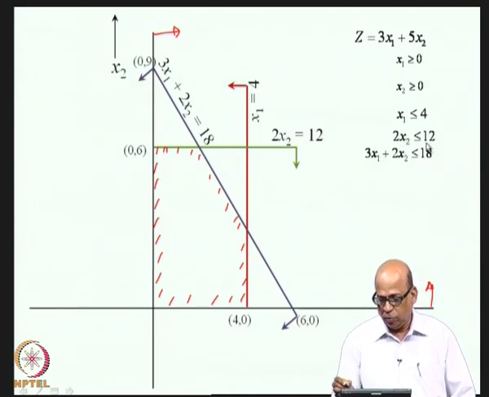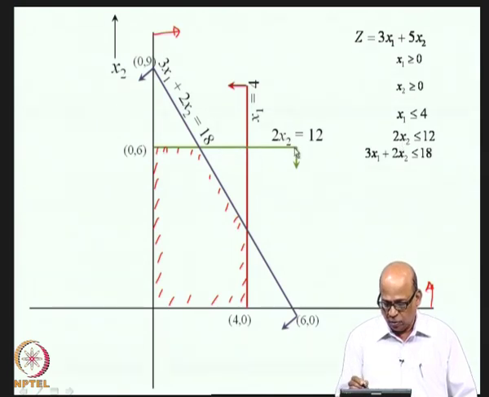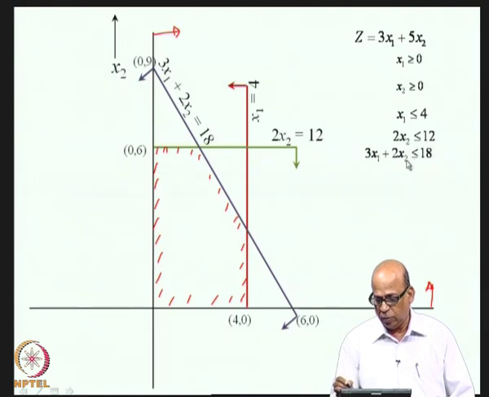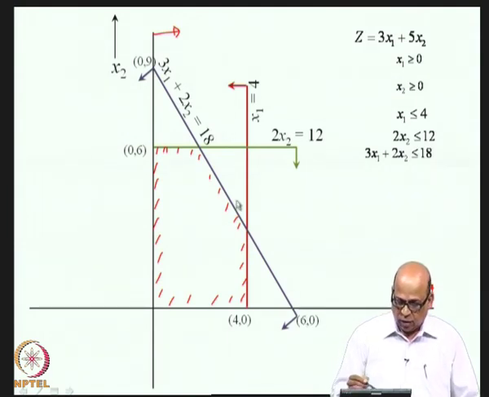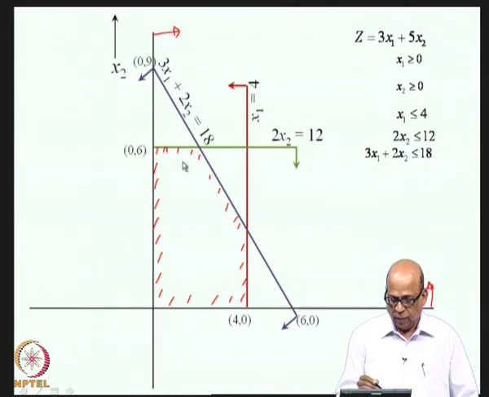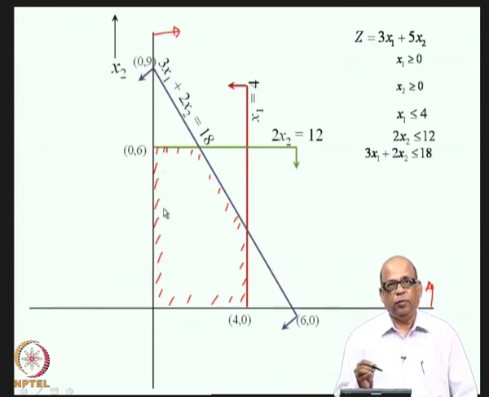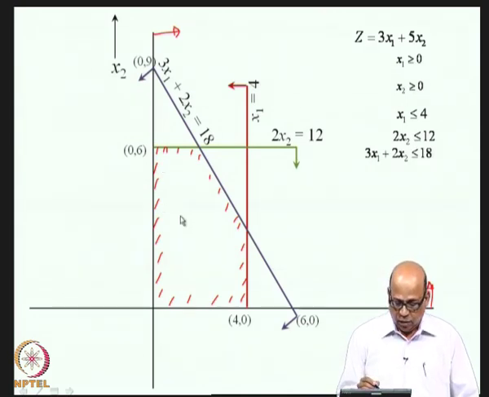Then I drew 2x2 less than or equal to 12, by drawing 2x2 equal to 12, which defines the bound on this condition. I have to look to the region below this condition. Then I draw the line 3x1 plus 2x2 less than or equal to 18, and then form this constraint. The intersecting region of all these constraints along with the non-negativity conditions is this region. This region is called the feasible region.